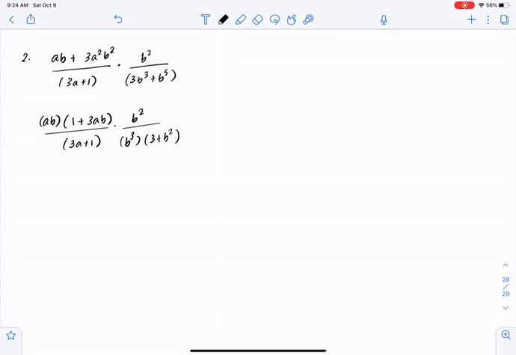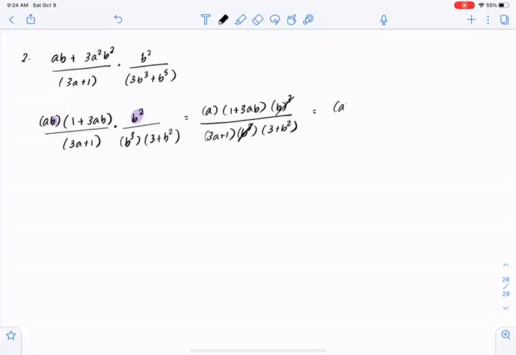Now we can multiply. Multiply the numerator, a times 1 plus 3ab. There is a b here, and b squared there. That would give me b cubed divided by 3a plus 1, b cubed, 3 plus b squared. b cubed will get cancelled, and there is nothing else that I can cancel, so I'm going to leave the expression as is.